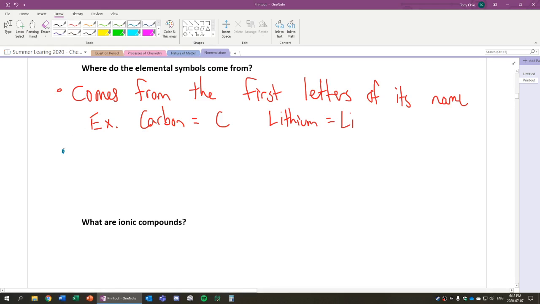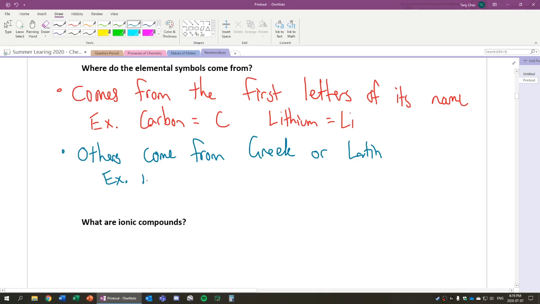But others come from their Greek or Latin origins. Examples of that would be, for example, iron is not IR, it's Fe for ferrous. Sodium is Na.